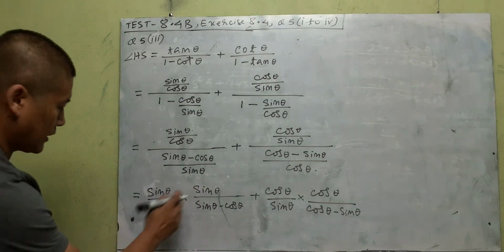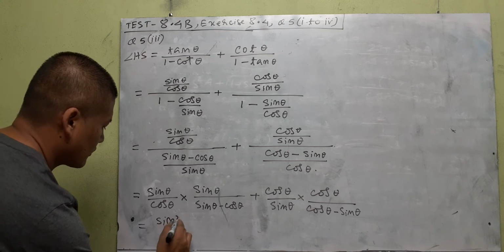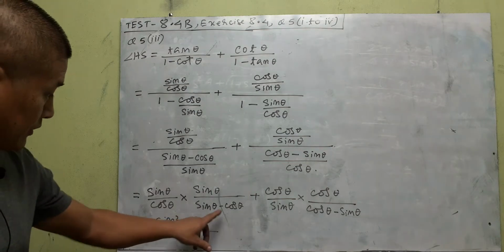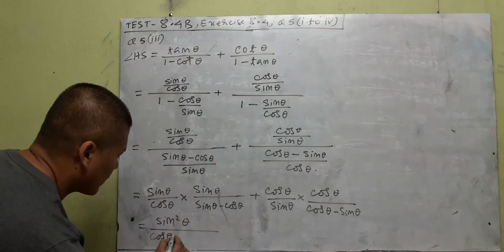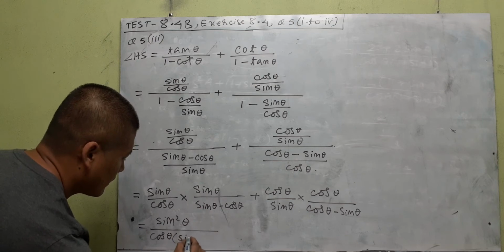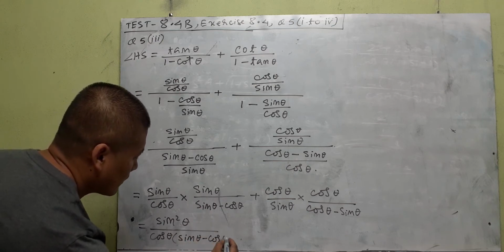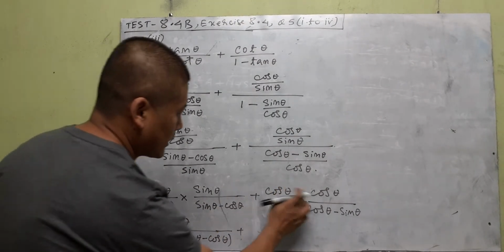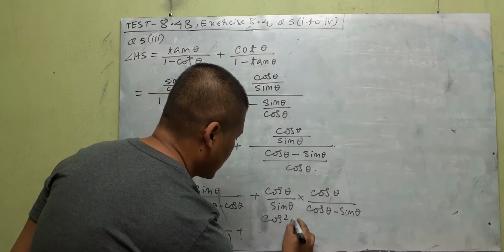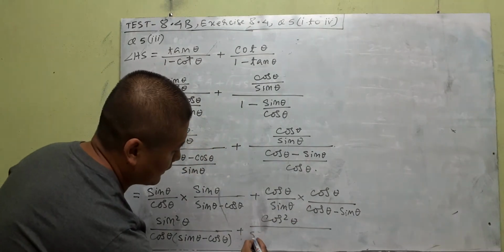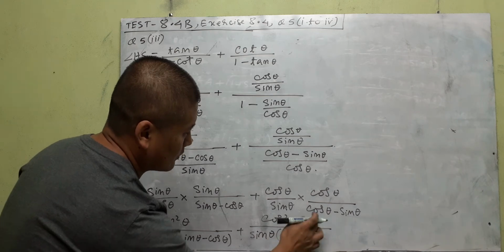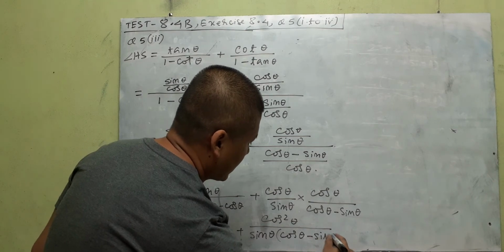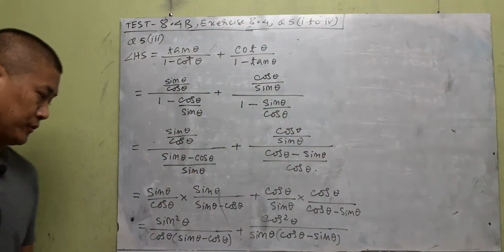Sine theta into sine theta is sine square theta divided by, right, here cos theta into this we can just write in another form, in bracket form, into this part sine theta minus cos theta, like this, close the bracket. Finish this part, now go here, plus cos theta into cos theta is cos square theta by, here we can write sine theta into, this one can be put in bracket. We have to put it in bracket because they are separate parts, you know. So that's what we do.